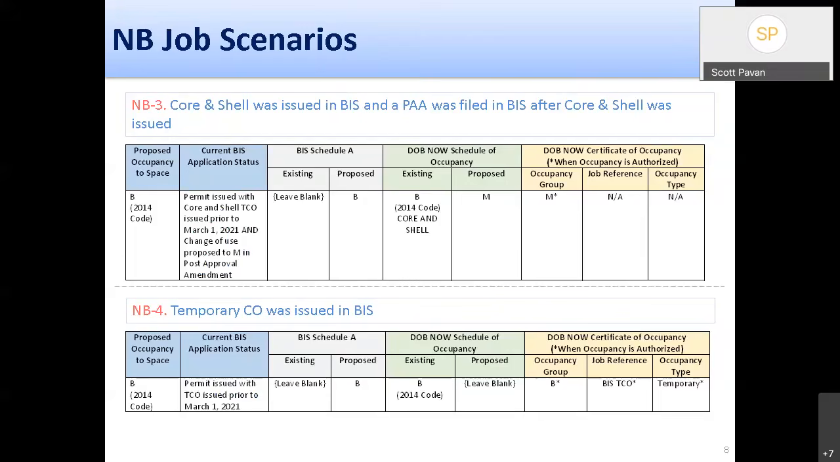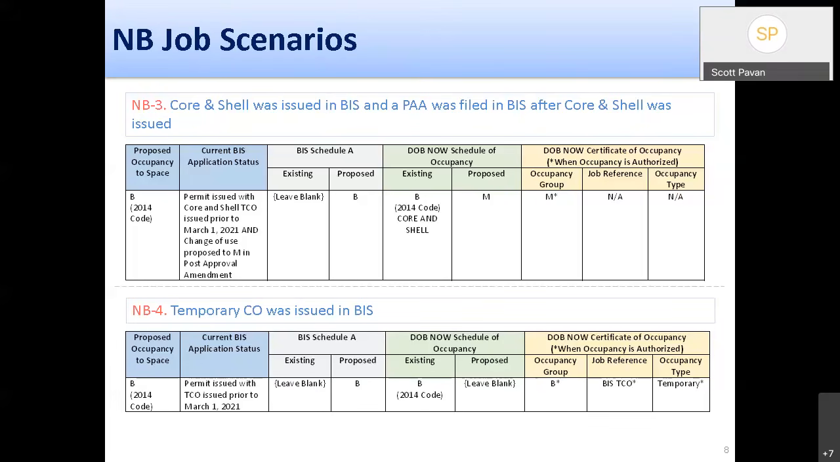And you got an approved PAA. Well, that could be after March 1st, doesn't really matter. You got an approved PAA that changed your Schedule A in biz. That's different than the core and shell TCO you have today. You either changed occupancy, or you changed your occupant load, let's say. I upped my occupant load, or I did a horizontal exit or something. My core and shell TCO prior to March 1st said 100 people on the floor, and my PAA-approved BIS Sched A for that same row says 150.